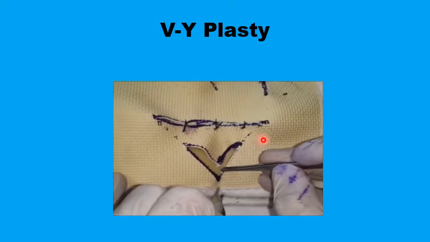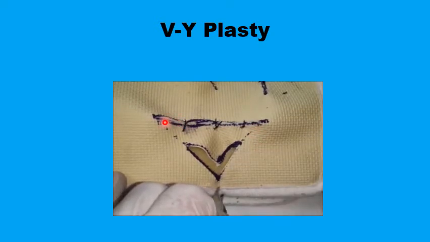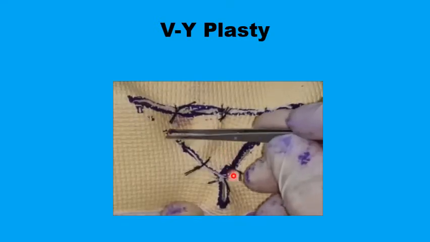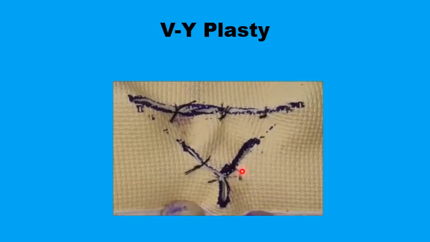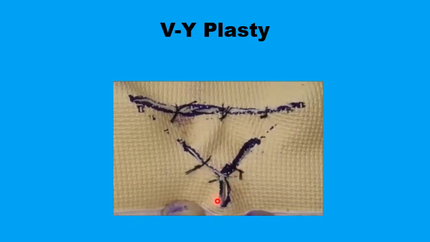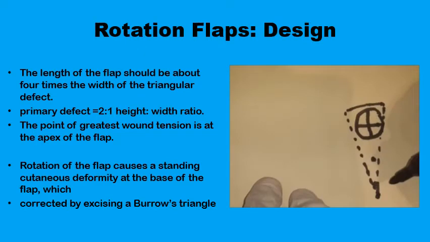Once this is done and you've closed the primary wound, you are left with the V-shaped incision that's now closed like a Y. This is the V to Y plasty. We move now to rotation flaps.